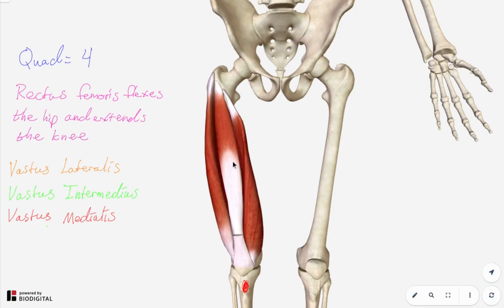All three of the vastus muscles work to extend the knee, which the rectus femoris did as well, but because the vastus muscles do not cross the hip joint, they only have an effect on the knee, so their only action is extension of the knee.